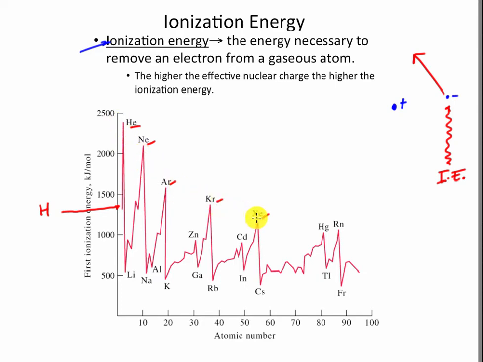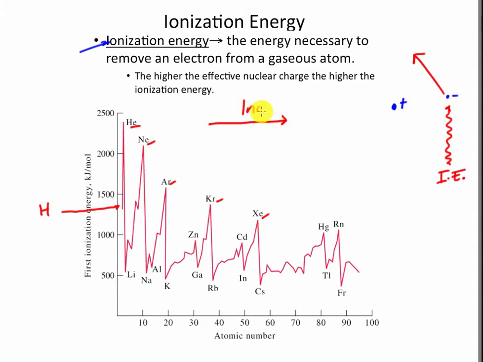So as we go down a group or family, ionization energy decreases. As we go from left to right, from lithium to beryllium to boron to carbon and nitrogen, oxygen, all the way to neon, we see that the ionization energy steadily goes up. Okay, so that would be our trend on the periodic table as we go from left to right.